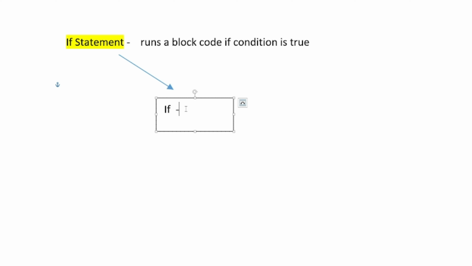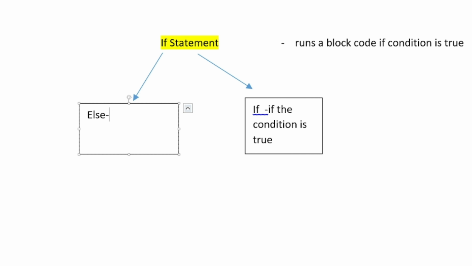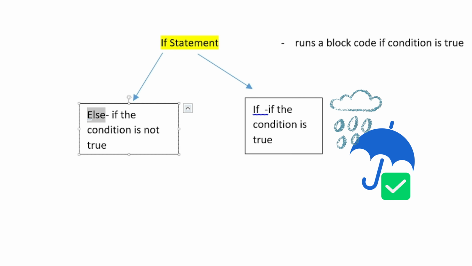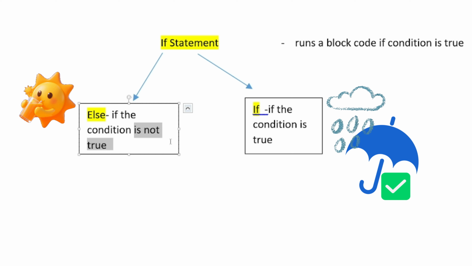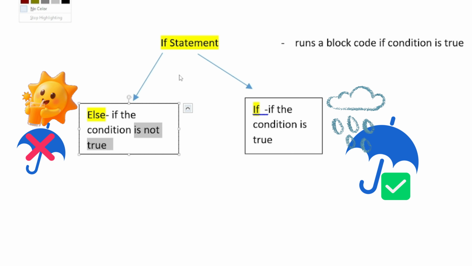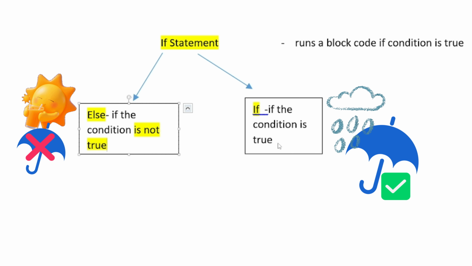But what if the condition is not true? Then we will use else. So we use if when the condition is true, and else when the condition is not true. For example, you will take an umbrella if it's raining. This part you will write with if because it's true: it's raining and you take an umbrella. But if it's not raining, so if the condition is not true, you don't take an umbrella. This part you will write with else because the condition is false. It's not raining and you don't need an umbrella.